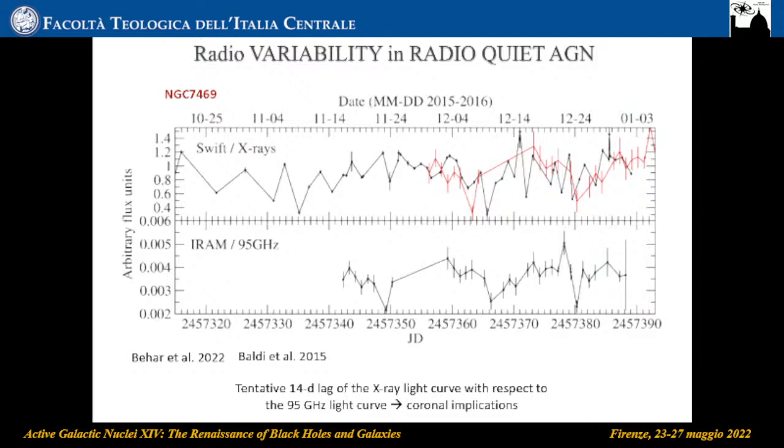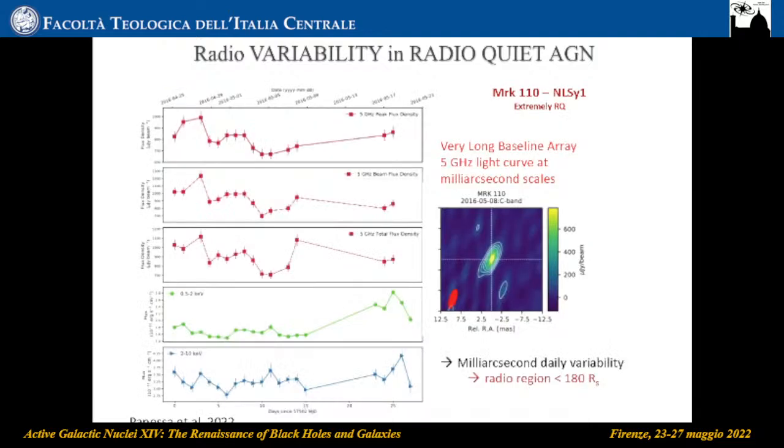It's very hard because, as Barbara mentioned this morning, you need long sampling of your light curves. You need a very high cadence of sampling, so it's very hard to do this kind of study, especially for radio quiet AGN.